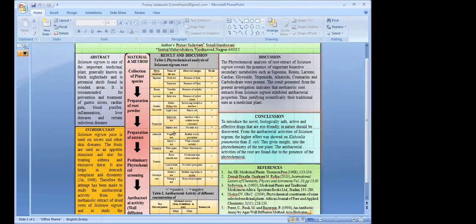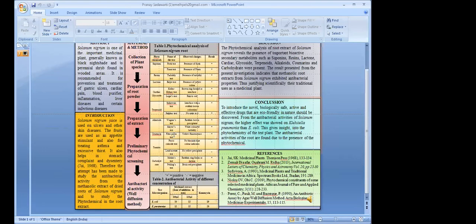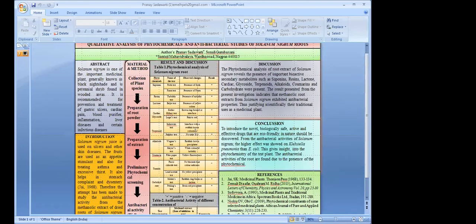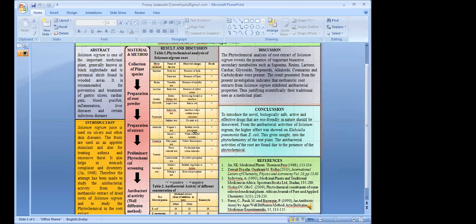After that, materials and methods. As I told you, in phytochemical analysis you will be doing so much analysis for saponins, resin, lactone, cardiac glycoside, and so on. So what you need to do is put one table, which will be much easier for viewers. Name of the test, you can zoom in and see, observed changes and remark, or let's say result, whether it is present or absent. So you can put a positive sign for presence and a negative sign for absence.